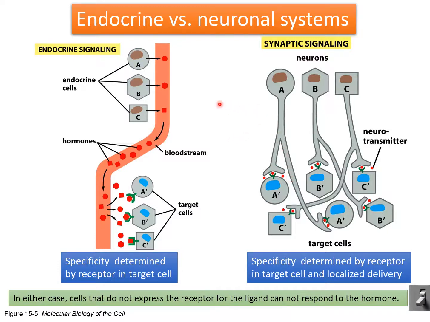This is a point where they'll ask a kind of vague question about the proximity or the distance of cells from one another, and they're trying to get you to understand the distinction between neurons and endocrine signaling.